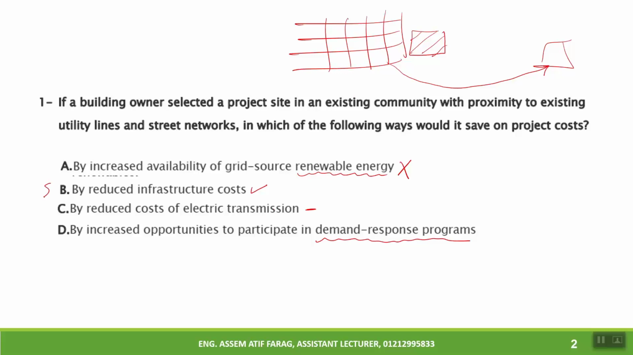Then we are left with only two choices. By reduced infrastructure cost, that's a very right answer. By reduced cost of electric transmission, the electric transmission is the transmission of electricity through wires. If a building exists near the utility lines, does it affect the cost of electric transmission? No. Then the best answer is B, and it is truly B.